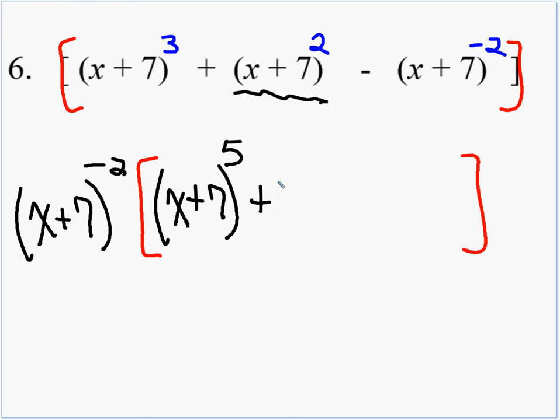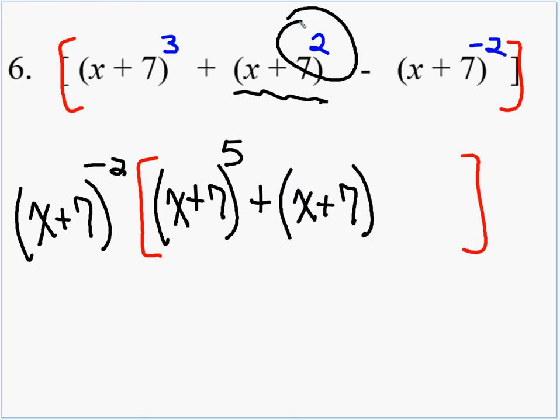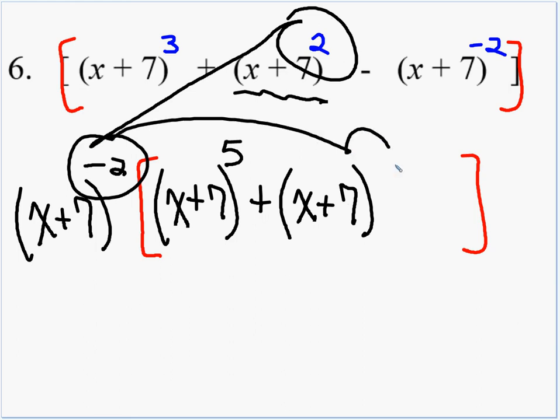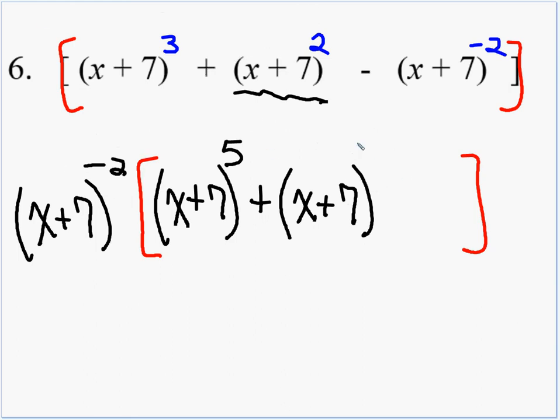This middle term is still base x plus 7, but our exponent is 2 minus a negative 2, so that'll turn into a positive 4. Minus, here again we factored this out in its entirety, but we do need a placeholder 1. And we could foil the fifth power out and collect terms, but our answer would be more complicated at the finish. So let's just leave it like that.